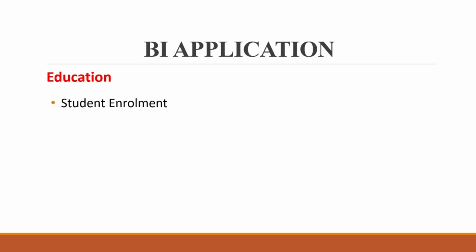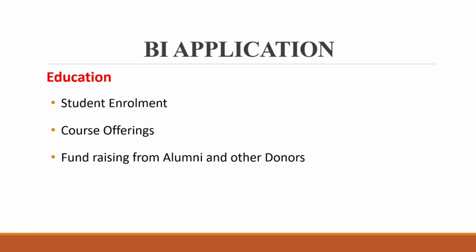And the second one is course offering. Schools can use class enrollment data to develop models of which new courses are likely to be more popular with students, and this can help increase class size, reduce cost, and also improve student satisfaction. The next point is fundraising from alumni and other donors. Schools can develop predictive models of the alumni most likely to pledge financial support, and create a profile for alumni more likely to pledge a donation, and this can lead to a reduction in the cost of mailing and other forms of outreach to the alumni.